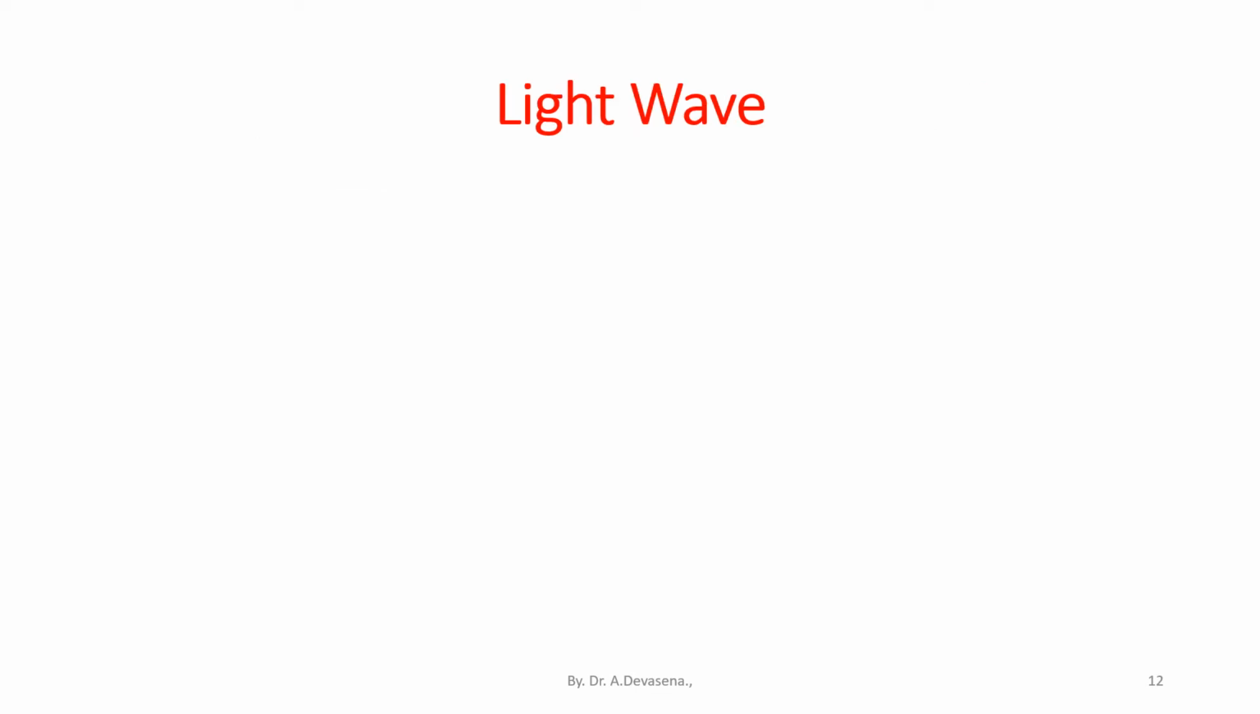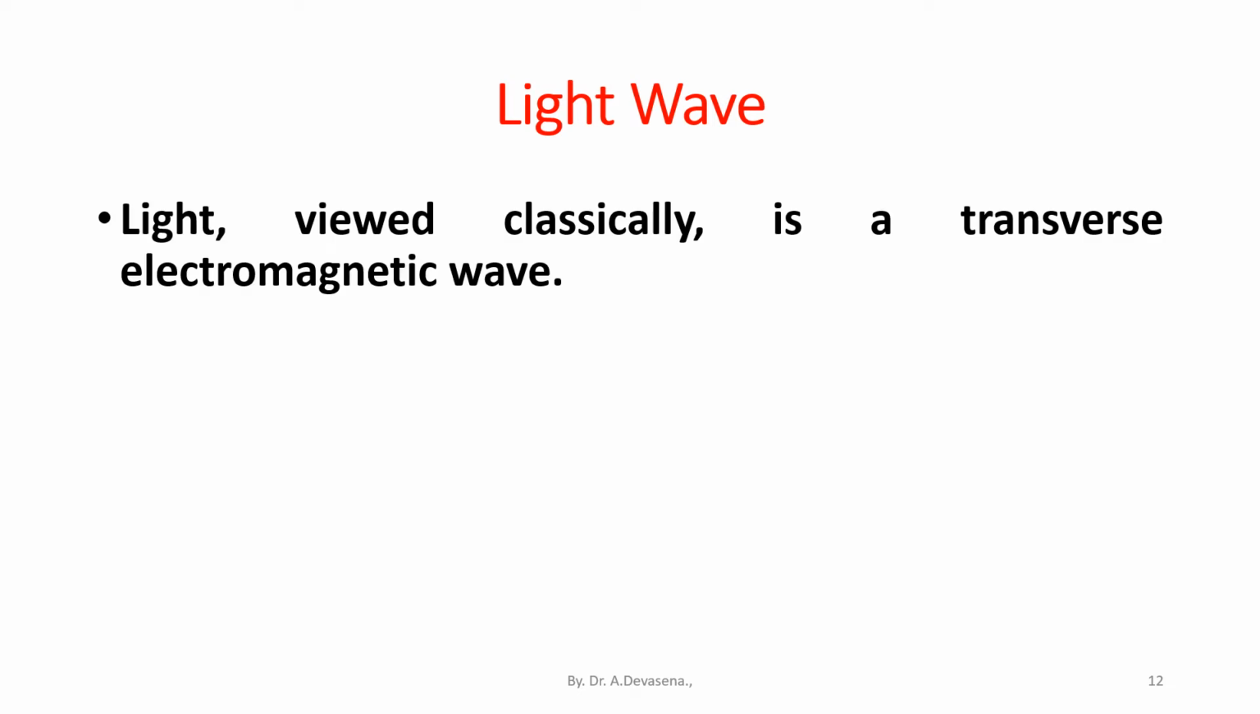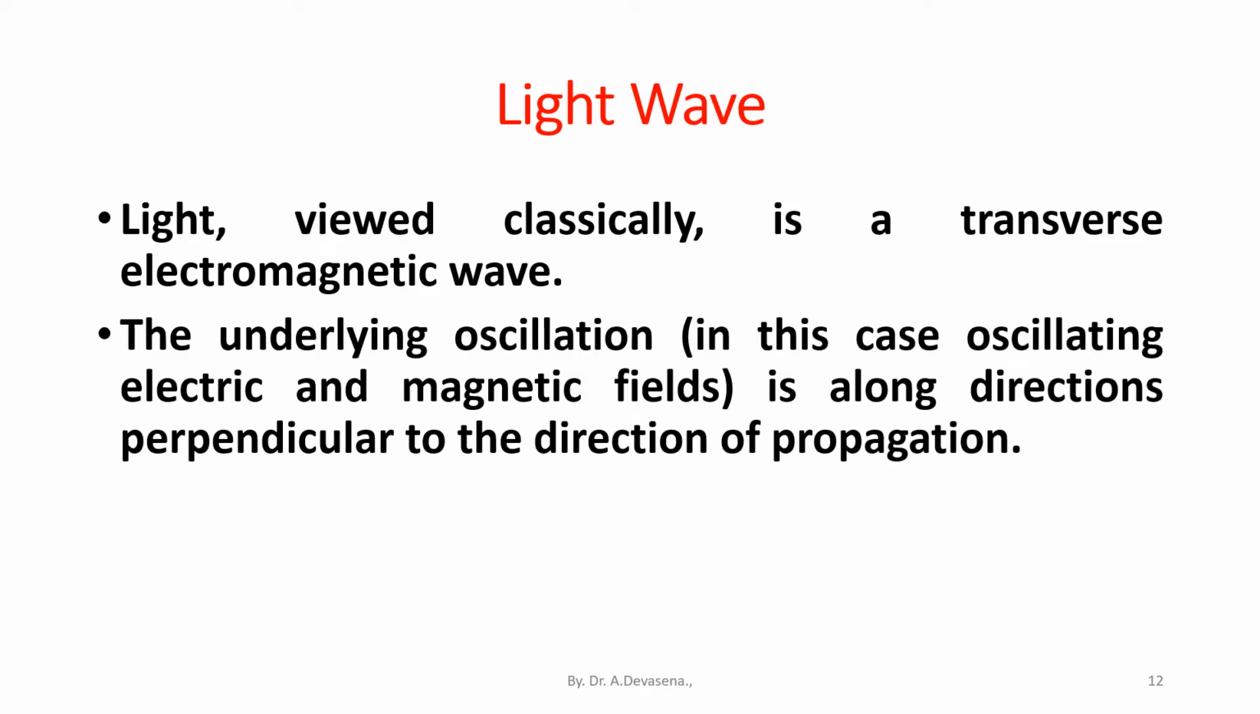Let's start discussing the light wave. Light, viewed classically, is a transverse electromagnetic wave. The underlying oscillation, that is, in this case, the oscillating electric and magnetic fields, is along directions perpendicular to the direction of propagation.